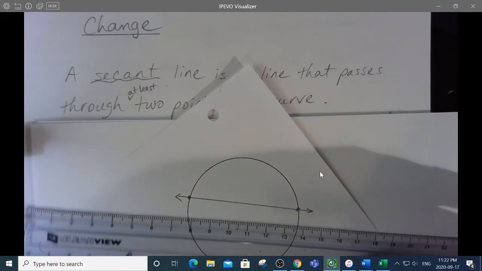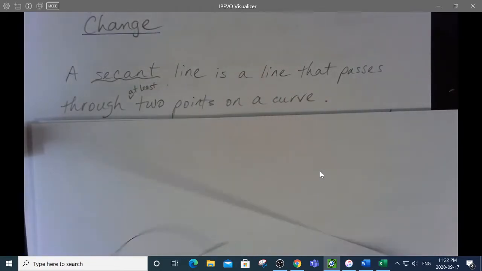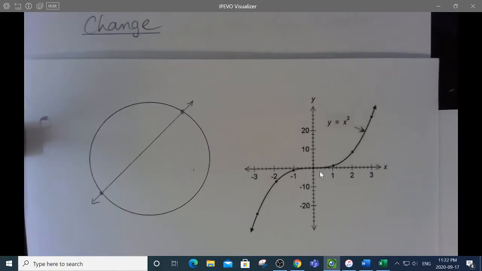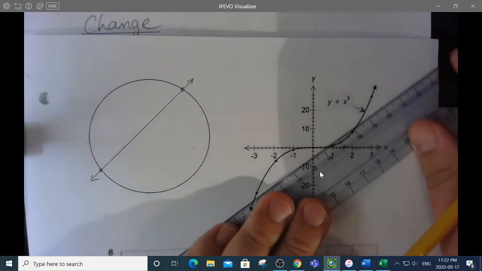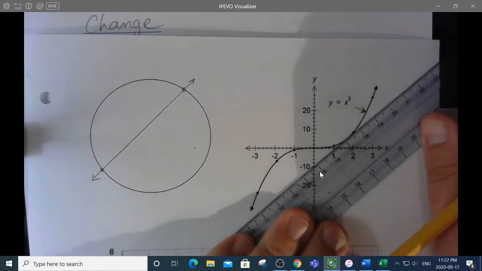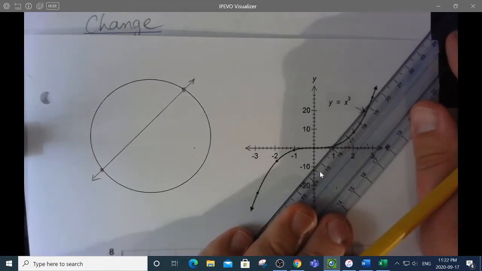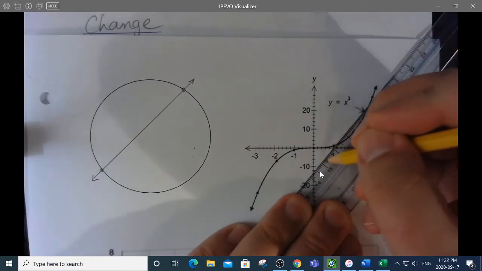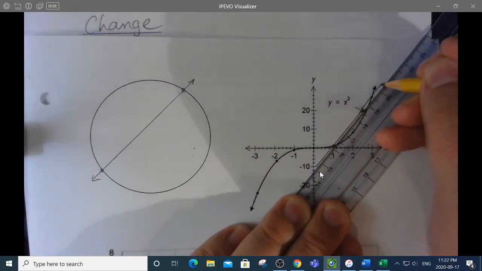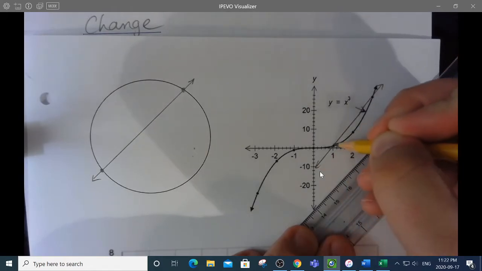Okay, now it doesn't have to be a circle. This could be any kind of curve. Here's a cubic curve. So a secant, for example, could be something between when x is 1 and x is, I don't know, 3. So here we go. That would be a secant line right there, because we hit it twice.